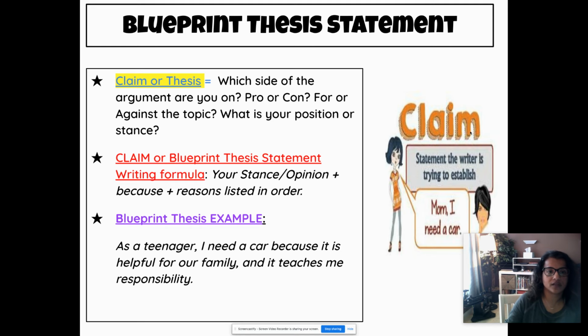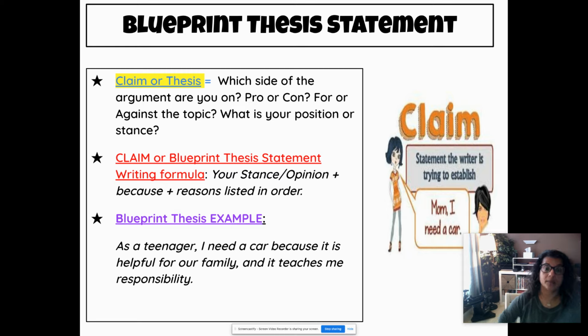So, our blueprint thesis is an important statement in our writing in the introduction because it sets up your entire essay. If you write this wrong, it could really damage your entire essay. So we want to make sure we get it right. And I will definitely be giving you feedback on this. So watch this video. We're going to practice and then you're going to write it.